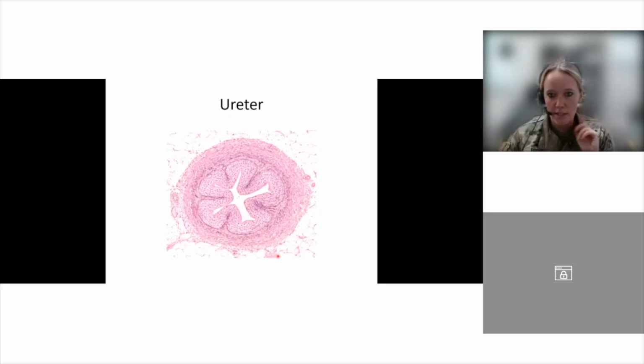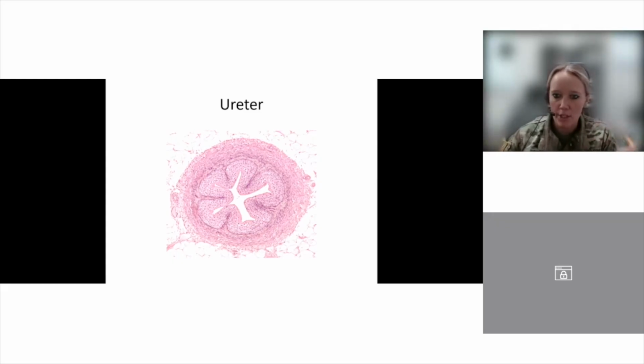Okay, so ureters. Ureters, they connect the kidney to the bladder. They are lined by a non-keratinizing stratified epithelium. It's always referred to as a transitional epithelium, and honestly, I think I went probably my entire residency and most of my pathology life always saying transitional epithelium and not really knowing what that meant.